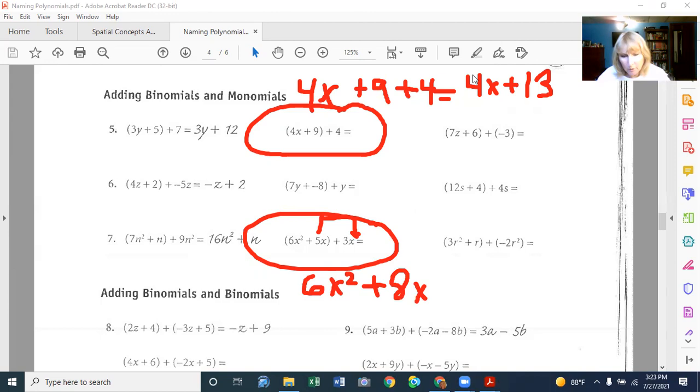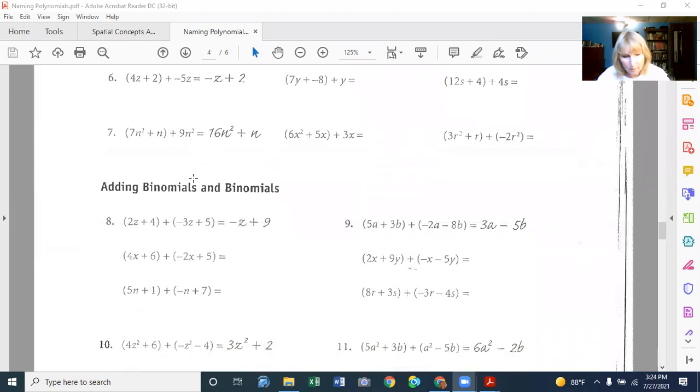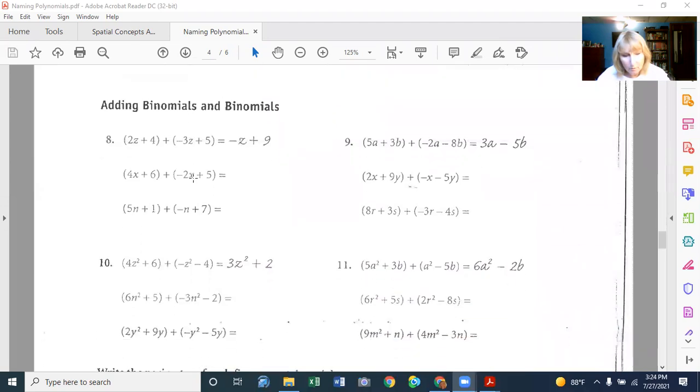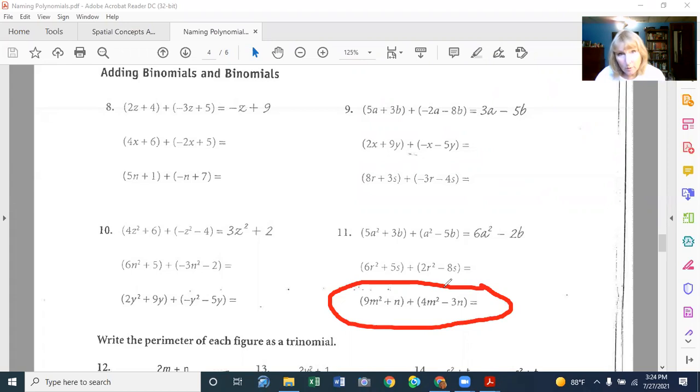And the page continues, you just get longer and longer equations. So let's take a look at one of the last ones on the page, number 11. We'll do this one right here. So we have 9m squared plus n plus 4m squared minus 3n. So we can only combine like terms. So don't let these parentheses throw you off. When you're adding terms, you can just kind of pretend they're not there. It's not going to be the same when we get to subtracting, but when you're adding, you can just kind of take away those parentheses.